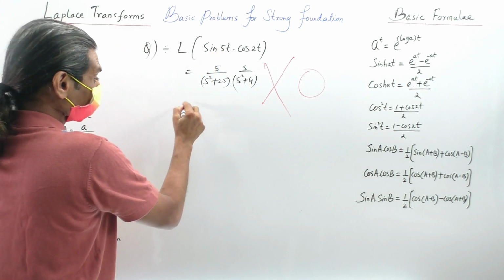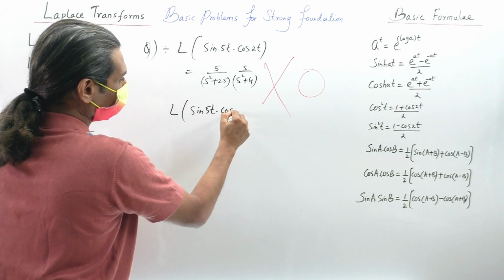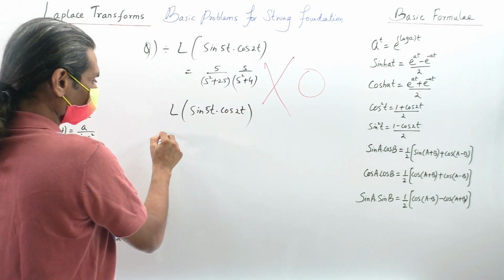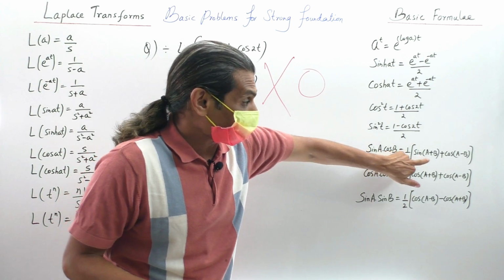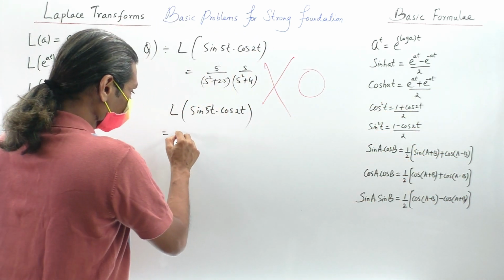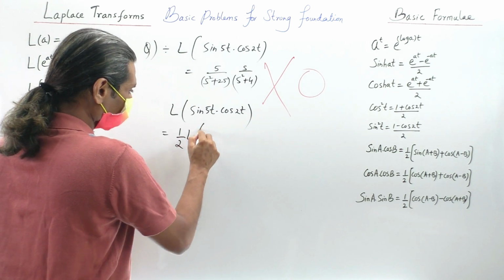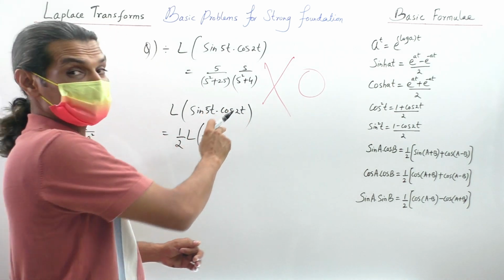Now what do we have? So I can write the correct answer as, Laplace of sin pi t into cos 2t will be, now what are you going to do? The formula here, sin a into cos b is half sin of a plus b plus sin of a minus b. Memorize it. So half Laplace of sin of a plus b, so sin of pi t plus 2t.